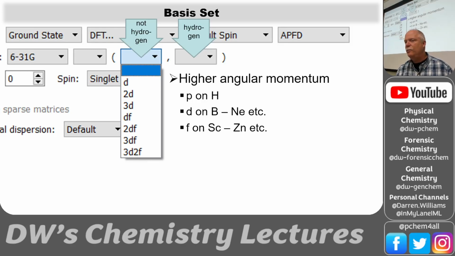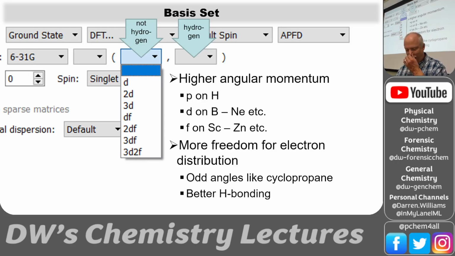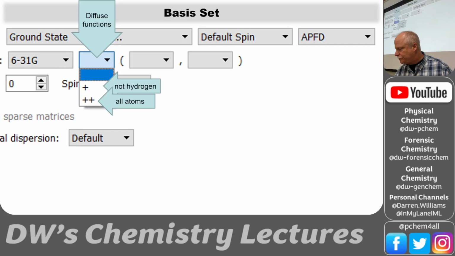A lot of times we put p orbitals on hydrogens. That helps with hydrogen bonding. It's a more directional orbital. So we can put p orbitals on hydrogen and get more accurate hydrogen bond calculations. So the more freedom you have, the better your energies.